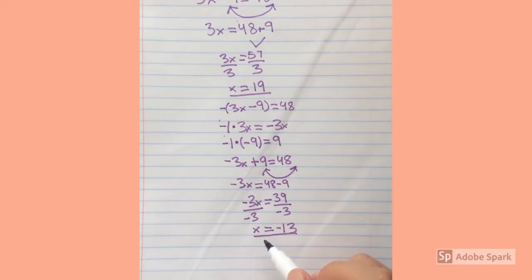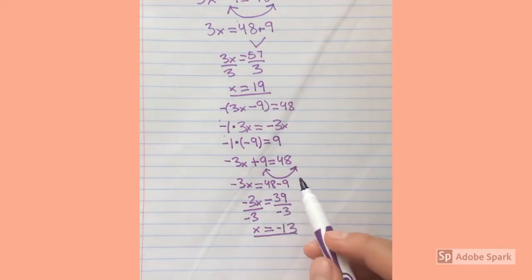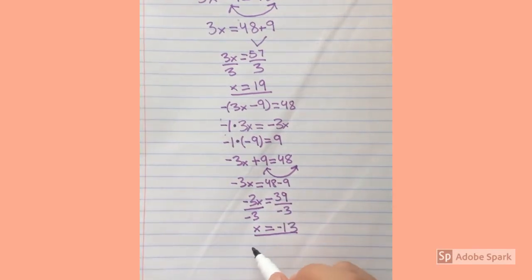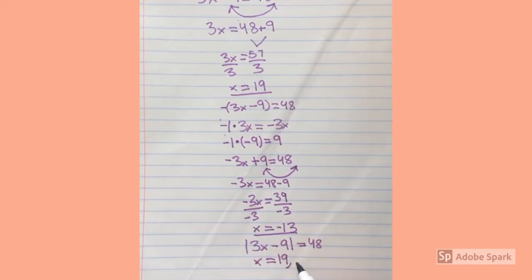So that means our answer is the absolute value of x in the equation 3x minus 9 equals 48 is x equals 19 and -13.